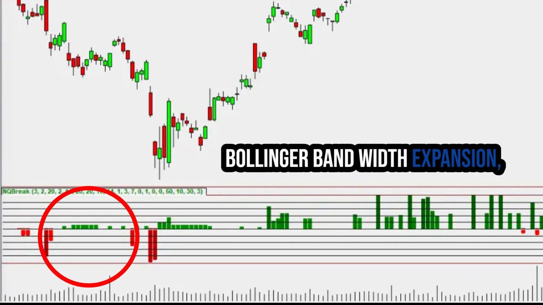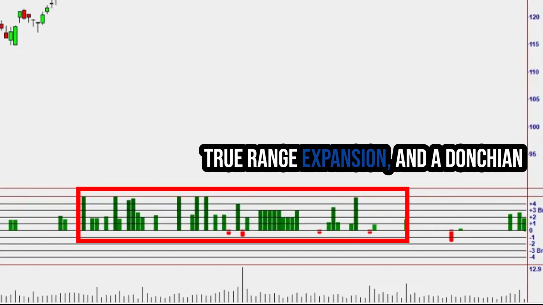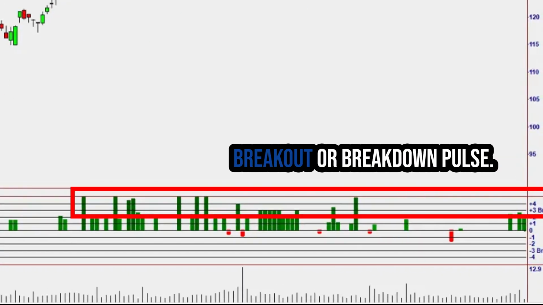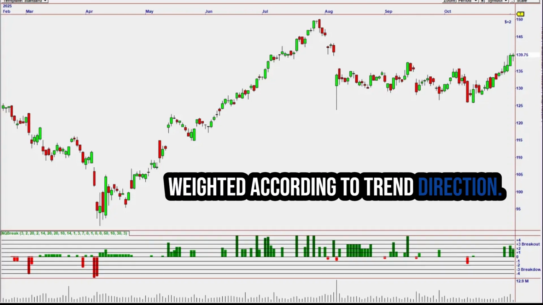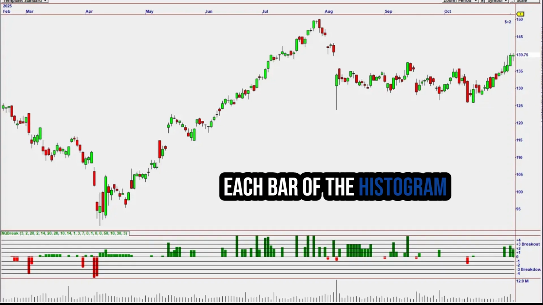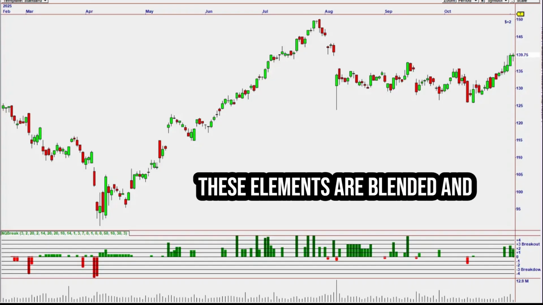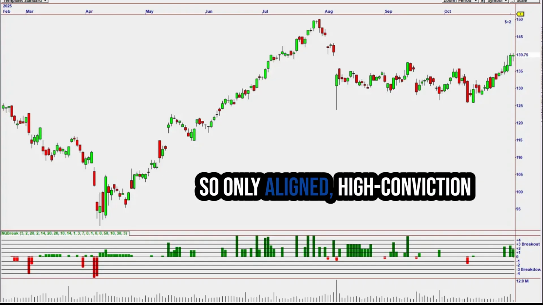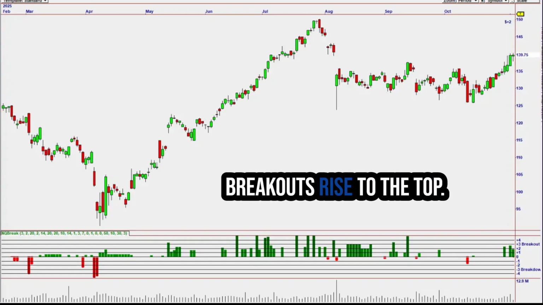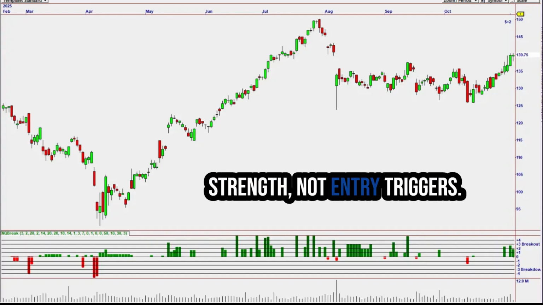Each bar of the histogram is a composite score derived from 5 internal signals: Bollinger Band Width Expansion, ATR-based bar thrust, volume surge, true range expansion, and a Donchian breakout or breakdown pulse. These components are combined and weighted according to trend direction, so only aligned high-conviction breakouts rise to the top. Together, these readings quantify confirmation strength, not entry triggers.